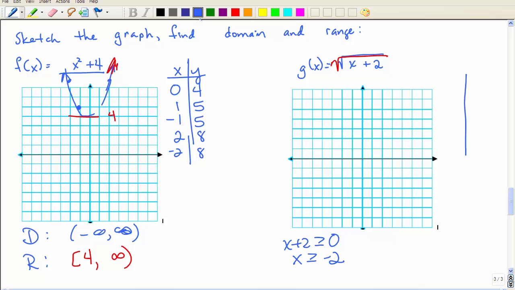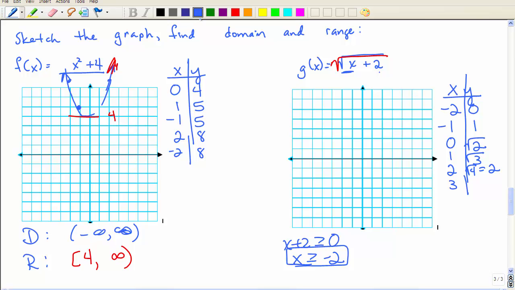So as I build my table, I'm going to start out with negative 2 because that's the smallest thing x can be. So if I plug in negative 2 for x, negative 2 plus 2 is 0. The square root of 0 is 0. Now, what else can I choose? Numbers bigger than negative 2, like negative 1, 0, 1, 2, 3, things like that. Okay, so if I plug in negative 1 for x, negative 1 plus 2 is 1, square root of 1 is 1. Plug in 0, I get the square root of 2, this is the square root of 3, this is the square root of 4, which is 2, and so forth.